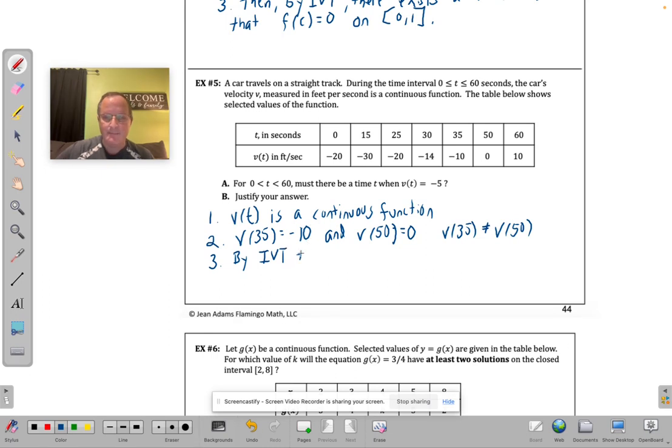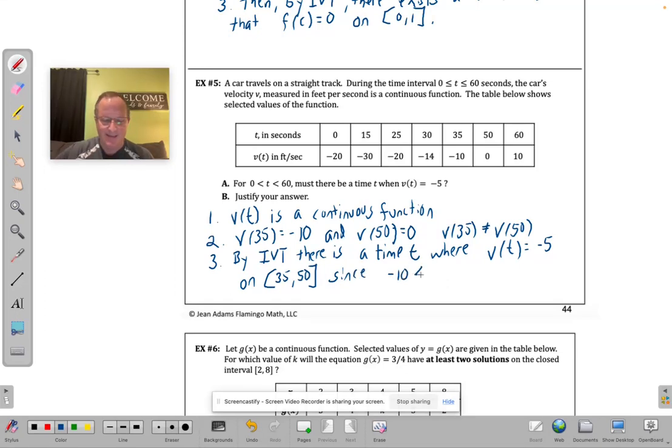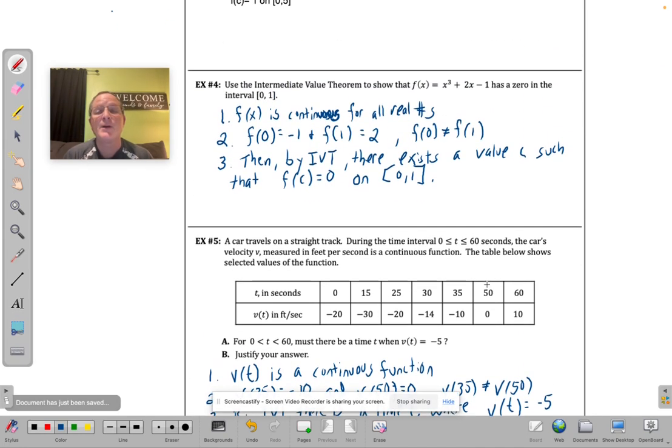there is a time t where v of t is equal to -5 on the interval 35 to 50. Oh, and then we could add "since," probably a good idea. This is true: -10 is less than -5, which is less than 0. It's in between. Maybe I should have said something about that on these up here also.